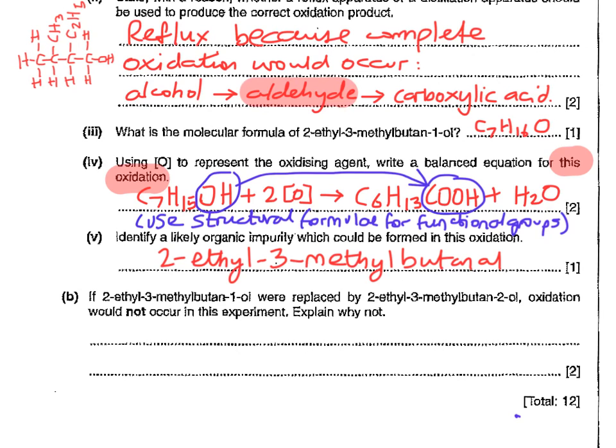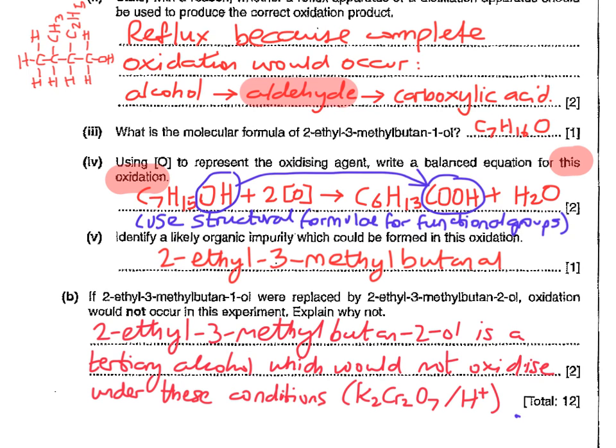So finally it says if 2-ethyl-3-methyl-butane-1-ol were replaced by 2-ethyl-3-methyl-butane-2-ol, oxidation would not occur in this experiment. This is now remembering that oxidation of alcohols doesn't include tertiary alcohols, particularly if you're looking at K2Cr2O7 in the presence of acid.